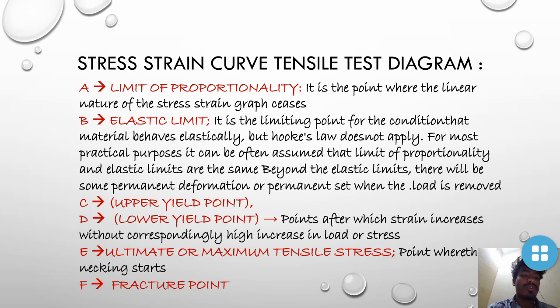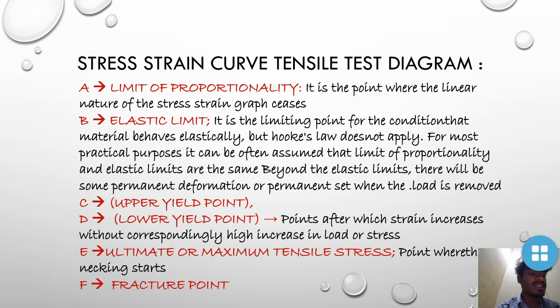Limit of proportionality. It is a point where the linear nature of the stress strain graph ceases. So limit of proportionality is the point where the linear nature of the stress strain graph ceases. Elastic limit. It is the limit point for the condition that material behaves elastically, but Hooke's law doesn't apply. For most practical purposes, it can often be assumed that the limit of proportionality and elastic limit are the same. Beyond the elastic limit, there will be some permanent deformation or permanent set when the load is removed.